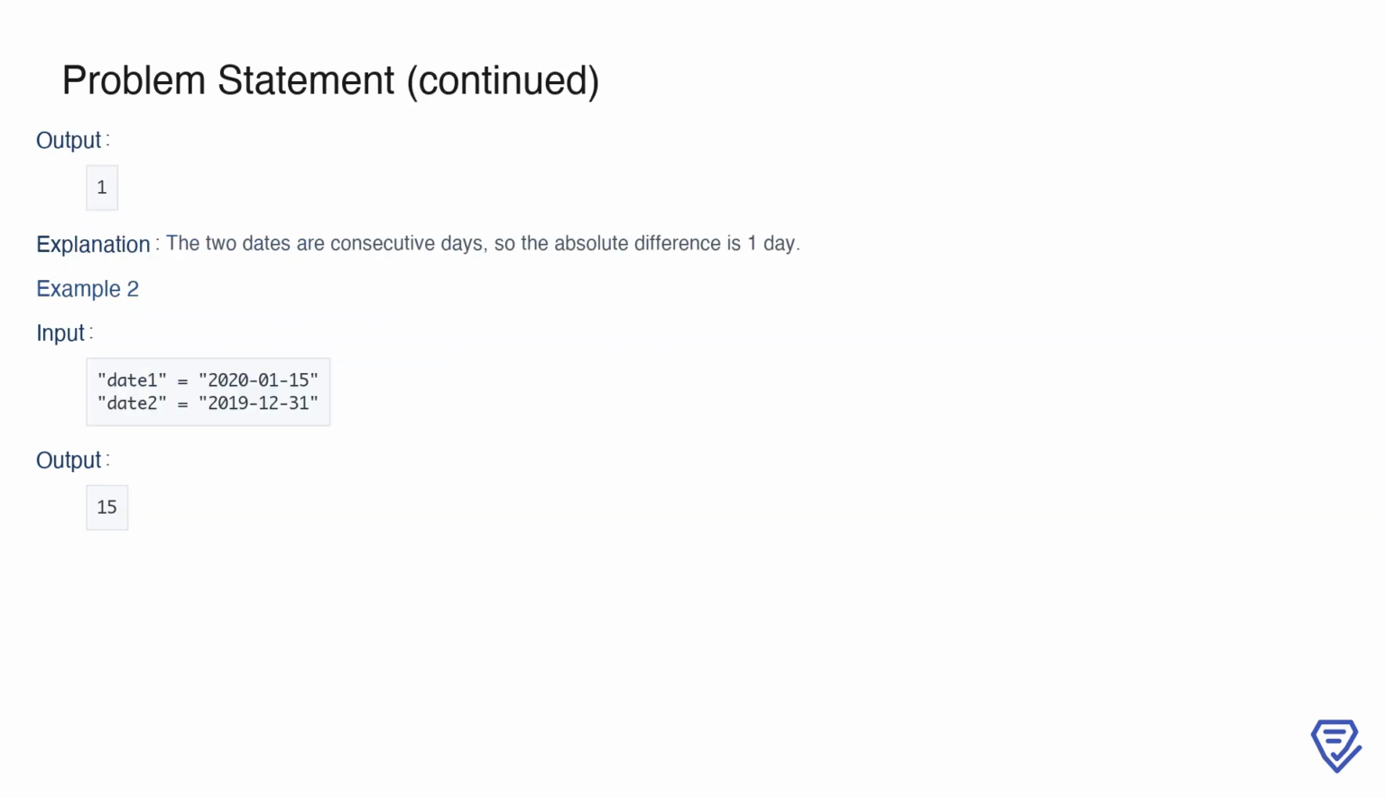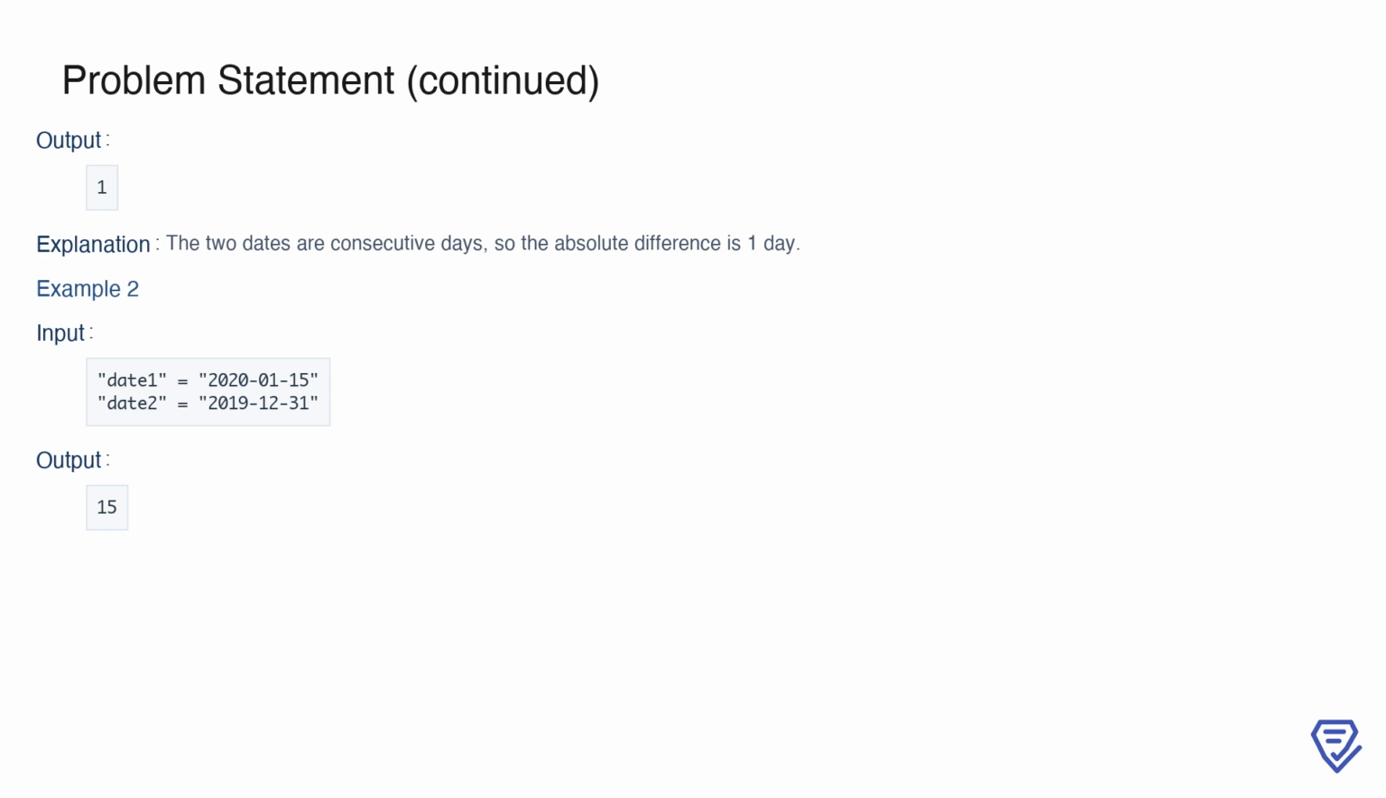In the first example, we are given date 1 is June 29, 2019 and date 2 is June 30, 2019. The output for this case is 1 because the two dates are consecutive days, meaning there is exactly one day between them. In the second example, date 1 is January 15, 2020 and date 2 is December 31, 2019.